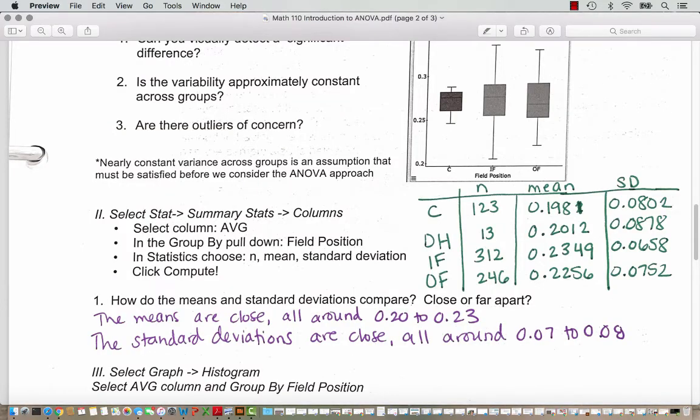So I recorded my values here. I recreated the table. And then we want to say, well, how do the means and standard deviations compare? Close or far apart? So for the most part, the means are close, all around 0.20 to 0.23. And the standard deviations are close, all around 0.07 to 0.08. What we're looking to make sure is that there's not one group that's way far off of the other groups. So for the most part, our values are close here.